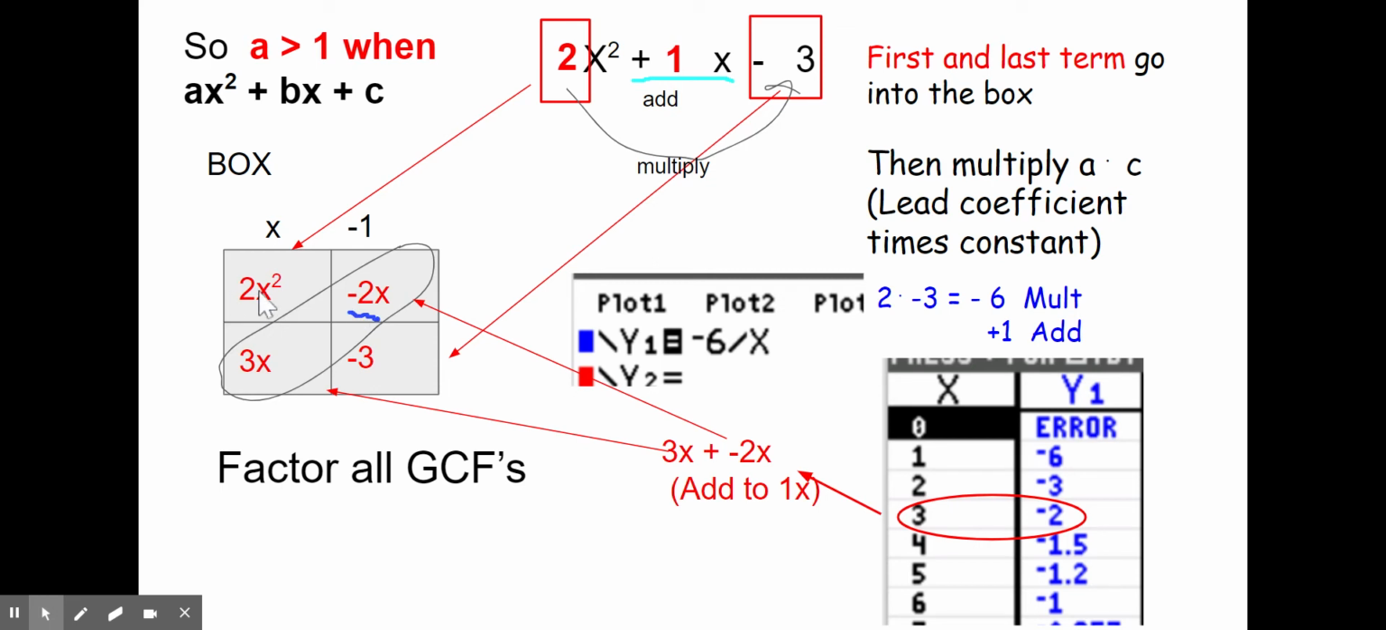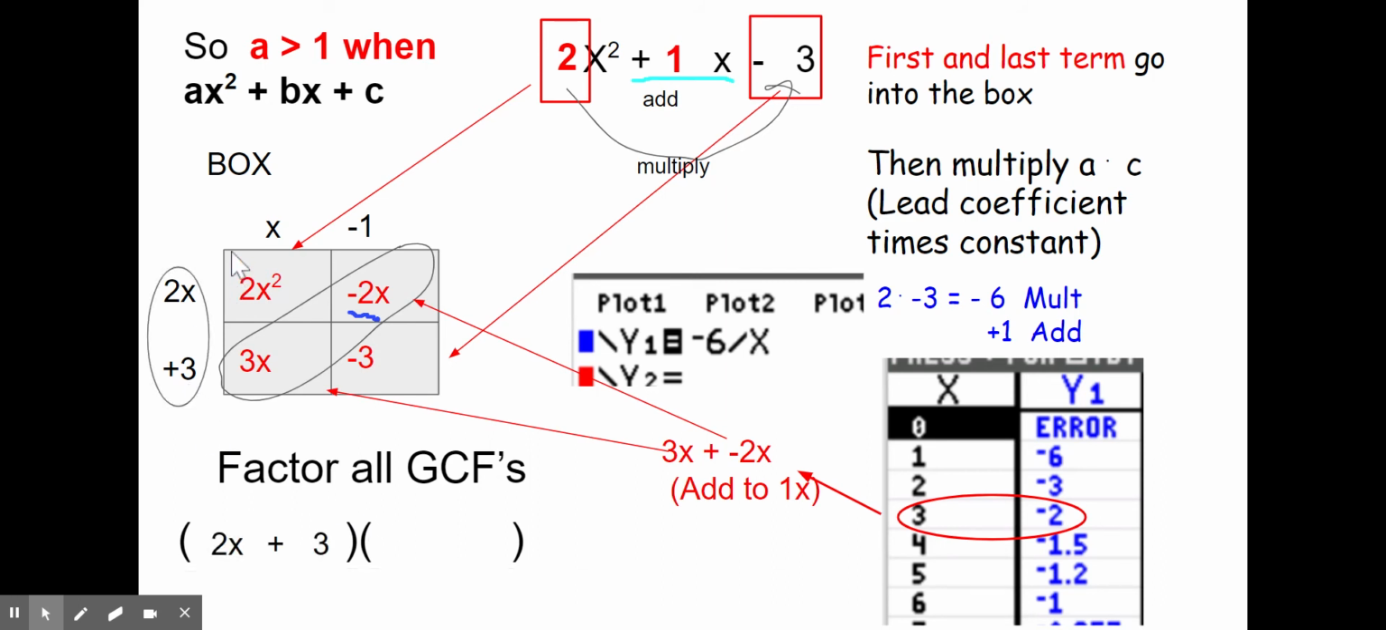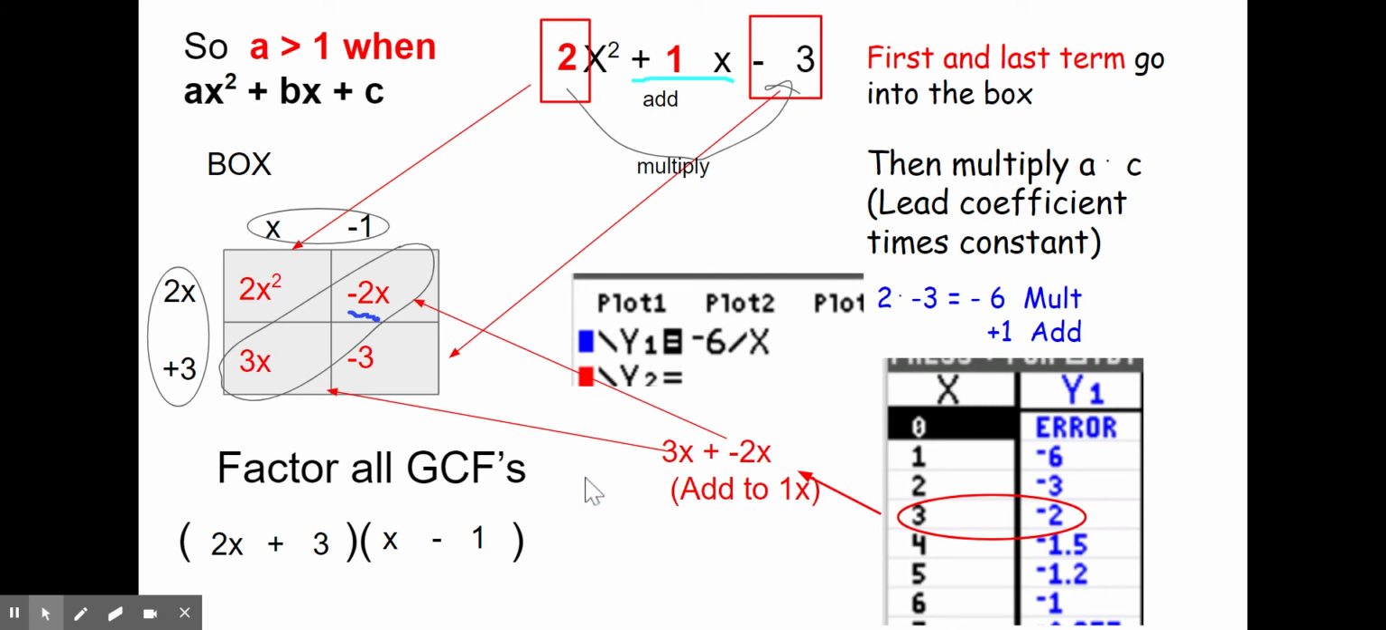Now I'm going to go along my rows. 2x squared and -x, my GCF is 2x, and 3x and -3, my GCF is 3. Now I have my binomials. Here are my two bubbles, my two binomials. 2x plus 3 is one of them, and x minus 1 is the other. And there I have my factored form of 2x squared plus 1x minus 3. As easy as that.